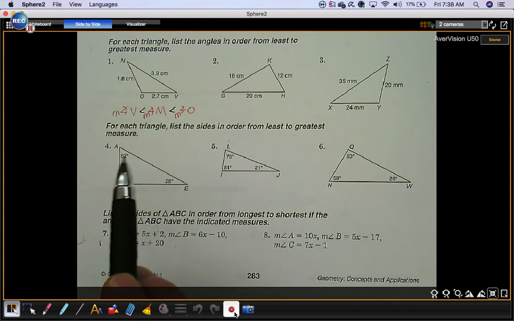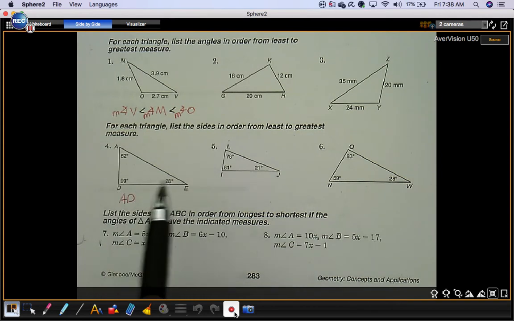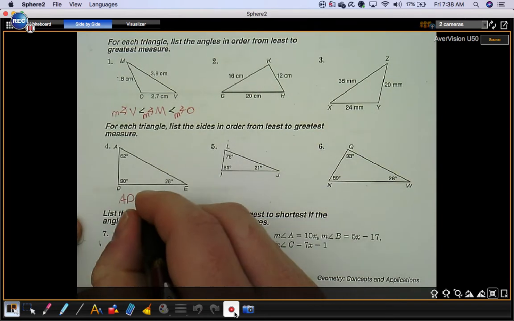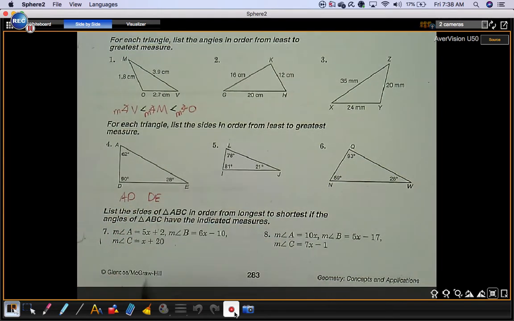This is the next smallest angle. Segment DE is the next smallest side. That's your biggest angle. That's your biggest side across from it, segment AE.